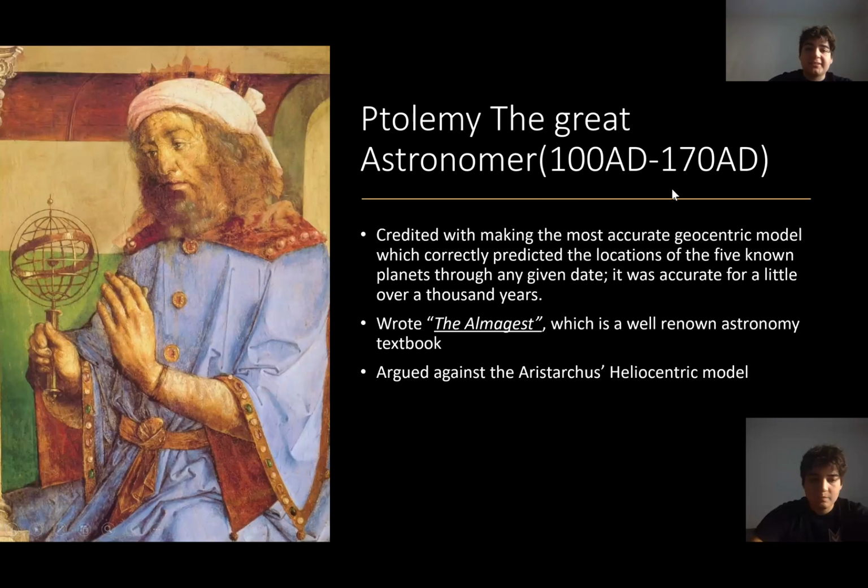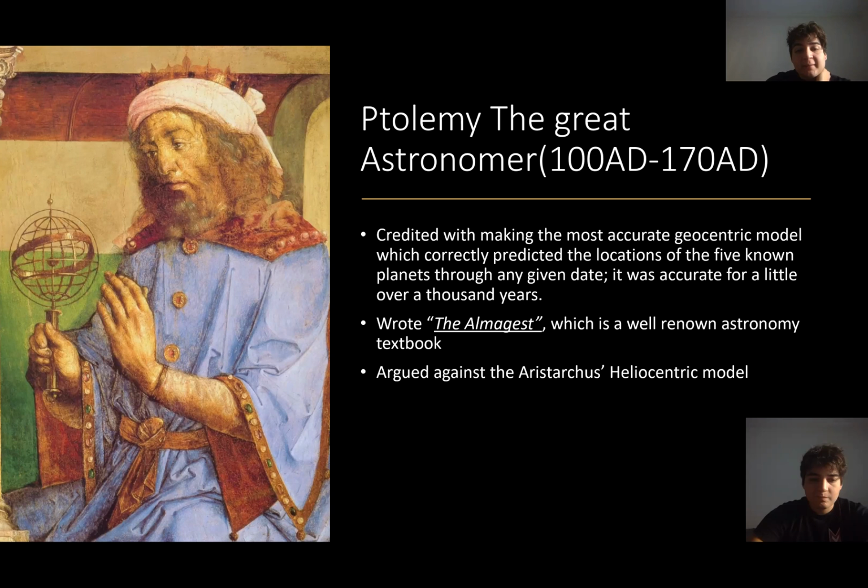The creator of the geocentric model was Ptolemy, nicknamed the Great Astronomer. Lived from 100 AD to 170 AD. Credited for making the most accurate geocentric model, which helped predict the locations of planets through any given date and time. It was accurate for about 1,300 years, after which it was losing its accuracy.